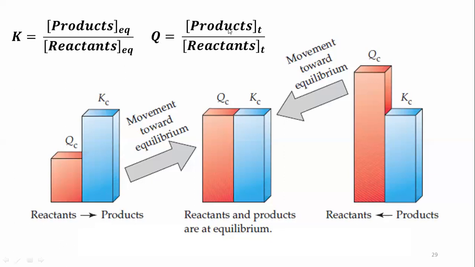And this can only happen if the reactants are converted into the product. So when the reactants are converted into the product, the reactants are decreased and the products are increased, and the value of QC will increase. That means it will reach that point, and you will get the condition at which the reactants and products are at equilibrium.